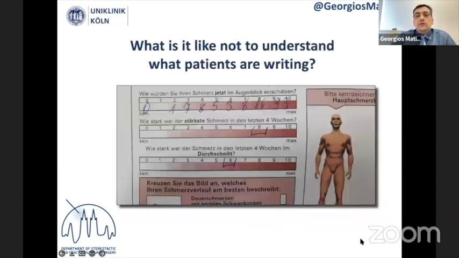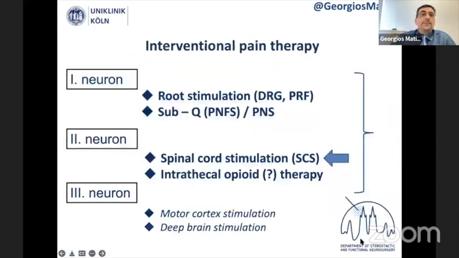And it's becoming even worse. This is the Pain Detect questionnaire, the German version of it. The patient should actually tell us how much pain he has, and he wrote these numbers down. Later on, it took five physicians to see that's actually the telephone number of the patient and not the pain intensity.